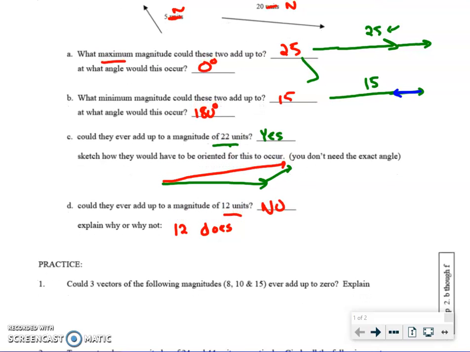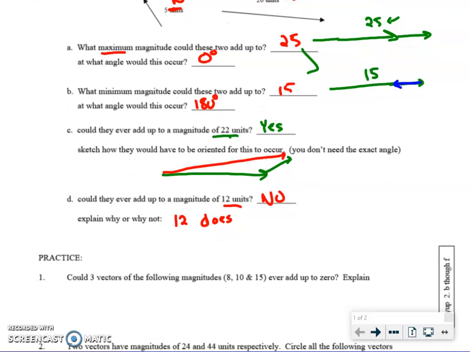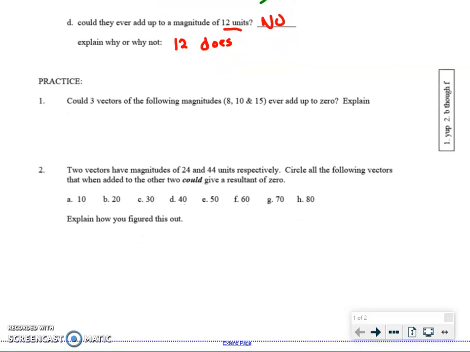Okay, so I want you to try these two problems right here. All right, could the three vectors of the following magnitudes, 8, 10, and 15, ever add up to 0? Okay, so give that a shot right now. Pause this, and then I'm going to show you how to solve this, because I want to see what you can figure out on your own.